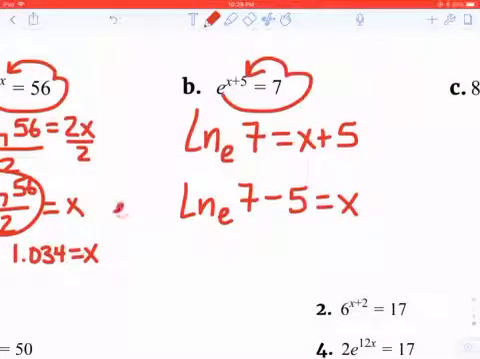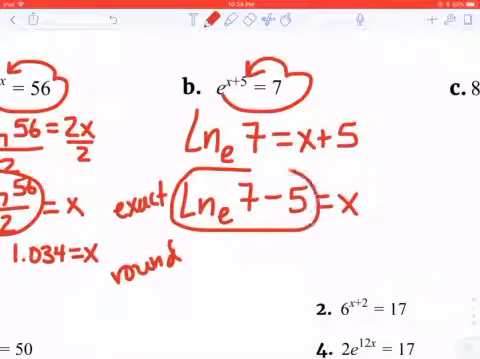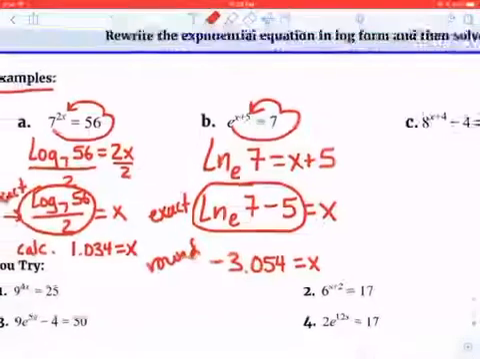So that's considered exact. If we want to round it and get a decimal for our answer, we could just type all of this in our calculator, and we would get negative 3.054. So there's two possible answers, exact and rounded.